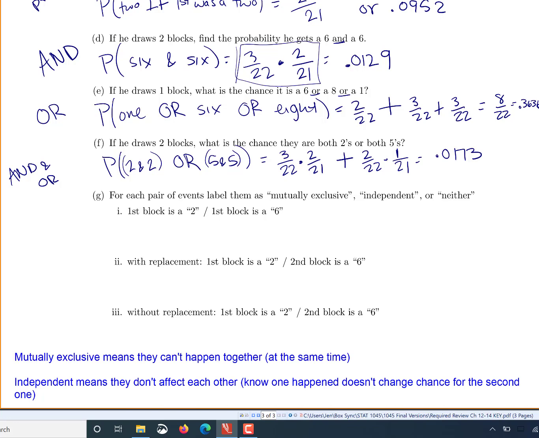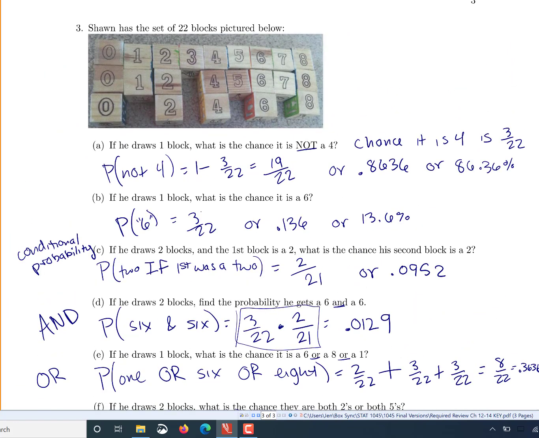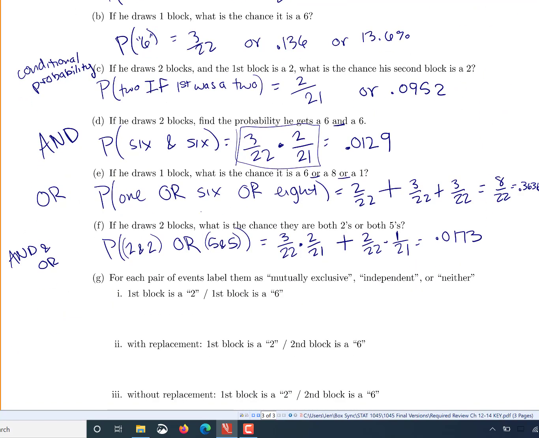Let's come back and figure out which one's which. Okay, so first block is a 2, and the other event, first block, is a 6. Well, first of all, can those happen at the same time? If you draw only one block, can it be a 2 and a 6 at the same time? Well, assuming that we only have those blocks, I'm going to say no, it can't happen at the same time, or it can't happen on the same block. So it is mutually exclusive.